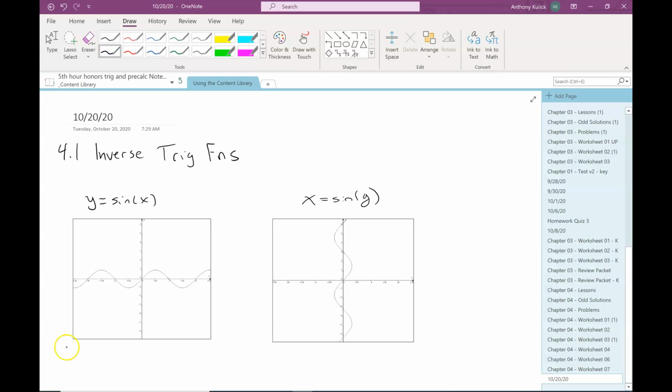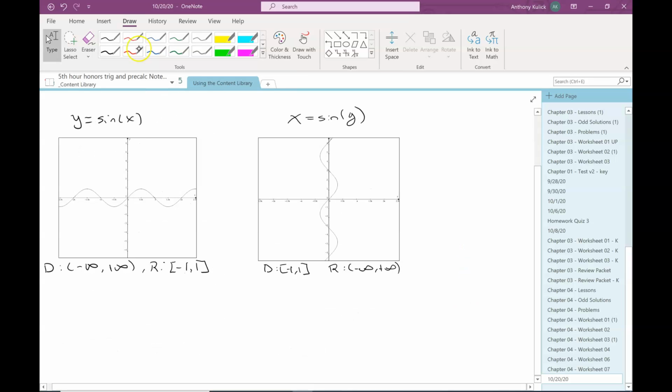So with the graph here of sine of x, the domain is negative infinity to positive infinity, and the range is -1 to +1. The problem here is on our inverse, the domain is -1 to +1, and the range is all real numbers. So what we need to do is somehow restrict our domain so that the range remains the same, but we don't have any duplicating y values, y coordinates.